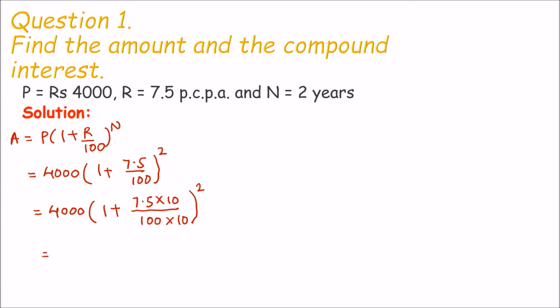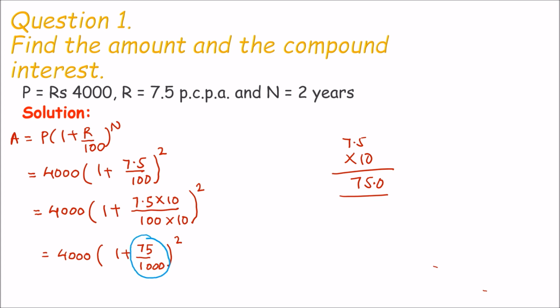So we will get 4,000, 1 plus. Now you are going to multiply 7.5 by 10. If you multiply, you will get 750. Now you have to put the decimal in the answer. You can put the decimal by leaving one digit. So you'll get 75.0, and 75.0 means 75. So you will get 75 upon 1000 raised to 2. Now we will go for the simplest form of 75 upon 1000.